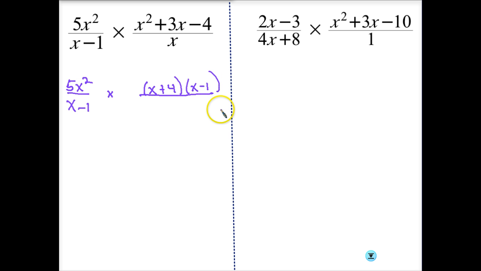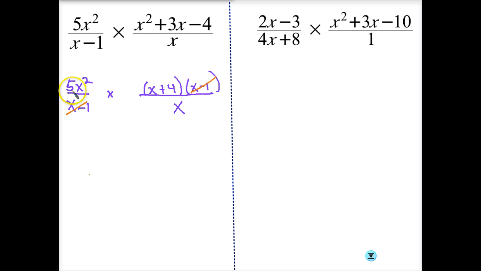So just make sure you refer back to how to factor a quadratic by grouping, which was in quarter 3, week 2. We need to refresh on that. And then we have an x. Okay, well, times just means that all the numerator is together and all the denominator is together. What we can do now is we can just cancel things out. So we can cancel out the x minus 1 with the x minus 1.